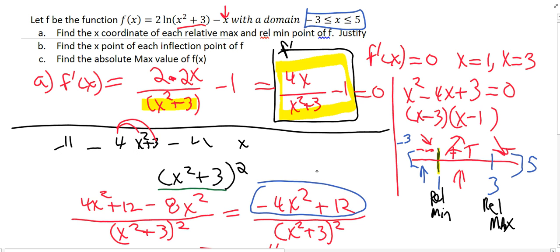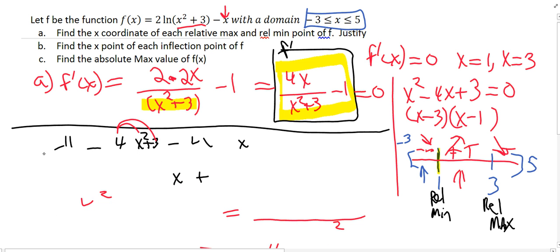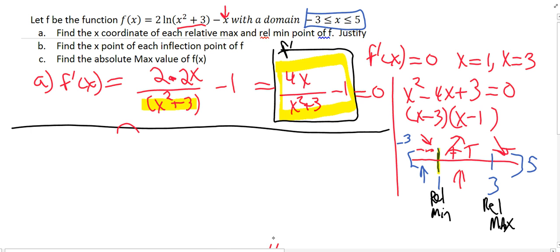So be very careful when you're encountering these type of problems. So I think I'm done with the second derivative. And let's take a look at part C. And remember, absolute max, you have to check the endpoints as well. But where is our relative max? Our relative max is only at x equals 3. We don't need to check our relative min.